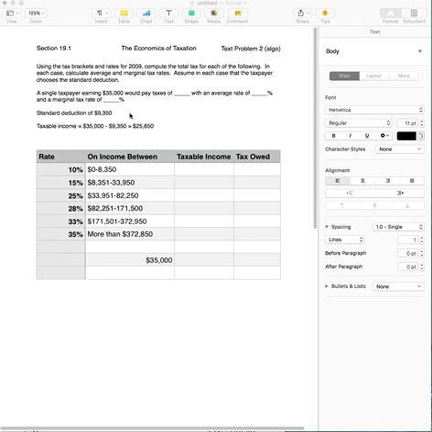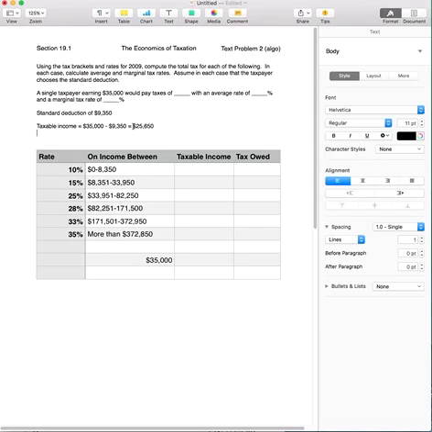I think the main thing that messed people up with this was the standard deduction. The standard deduction is subtracted off of your income, and it gives you your taxable income. So you take that $35,000 that the individual earned during the year, you subtract off the standard deduction of $9,350, and that leaves your taxable income. For this individual, it's $25,650.